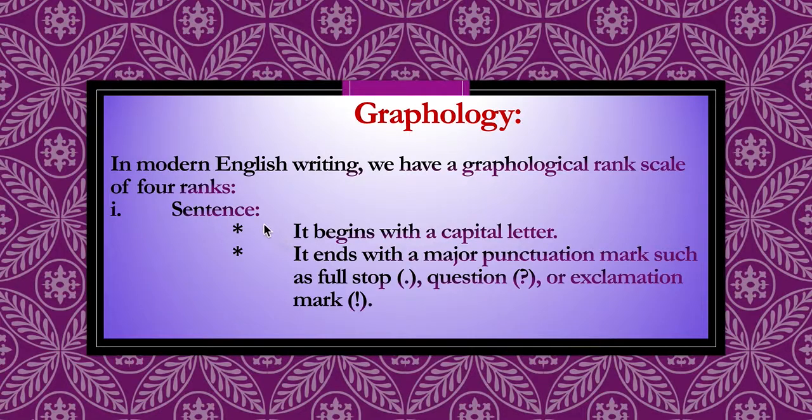Look here, number 1 point, it begins with a capital letter. So a sentence begins with a capital letter. It ends with a major punctuation mark such as full stop, question mark, or exclamation mark. So it begins with a capital letter, and a sentence also ends with punctuation marks like full stop, like question mark, like exclamation mark. This is all about sentence. Okay, this is the first rank scale.